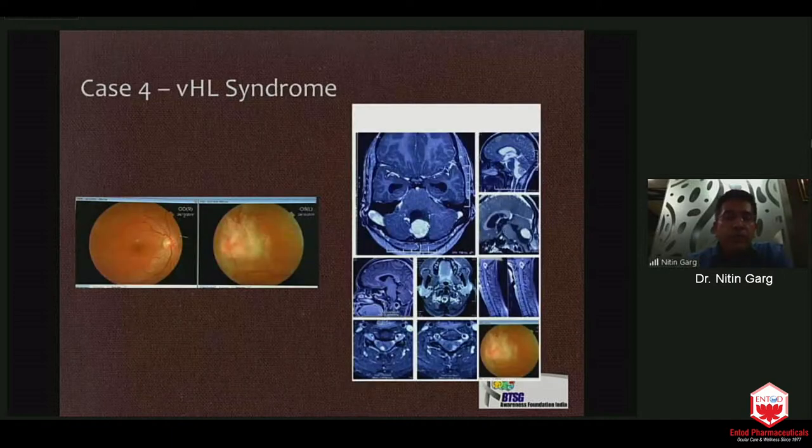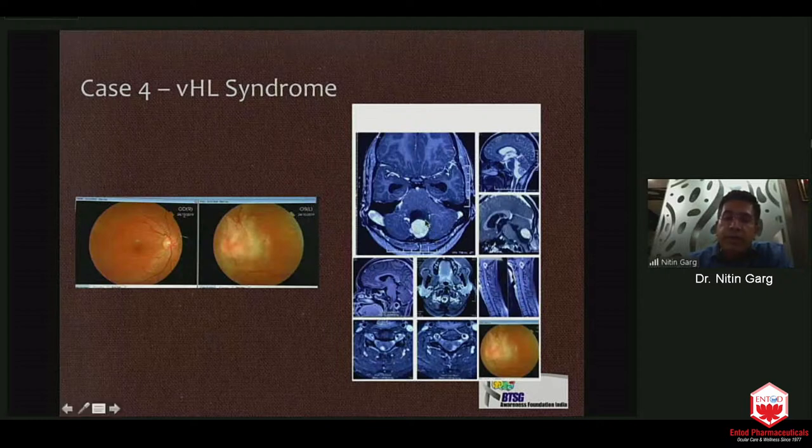Now I come to VHL syndrome. We don't see this very often. Most of the hemangioblastomas are solitary hemangioblastomas. But we do come across occasional patients who do have syndromic hemangioblastomas. So this patient was actually a very interesting case.